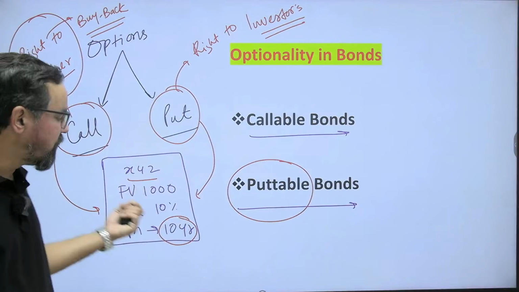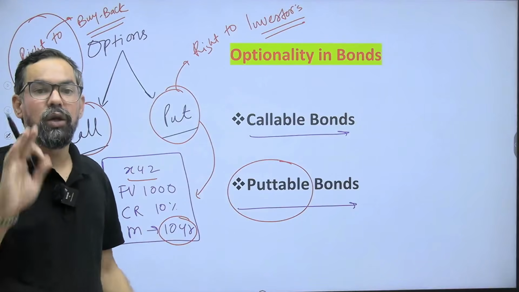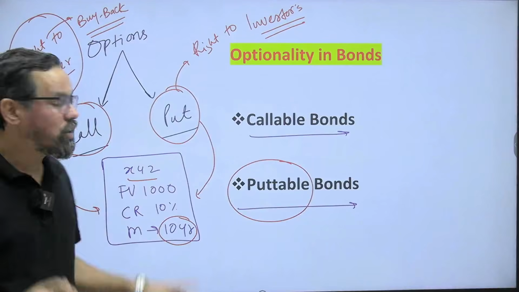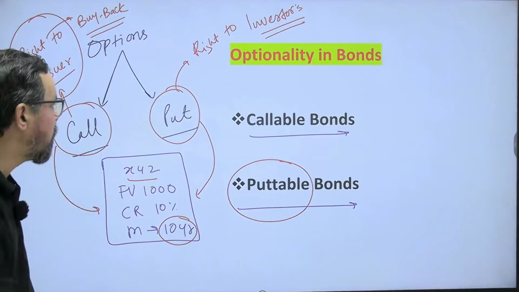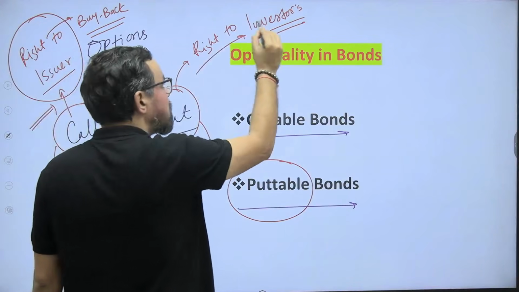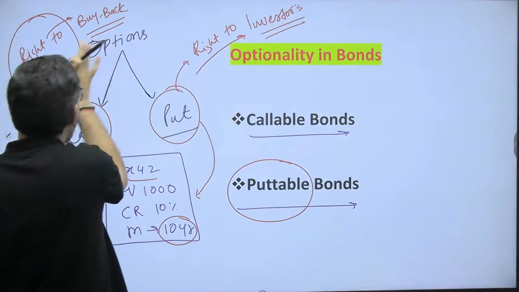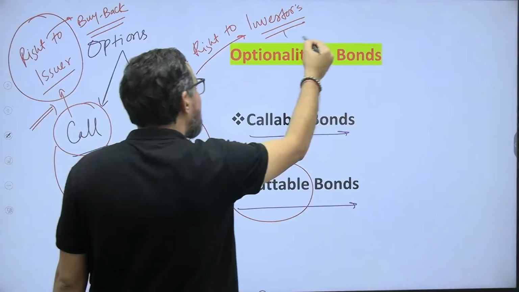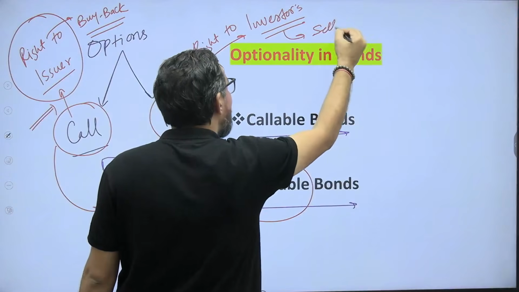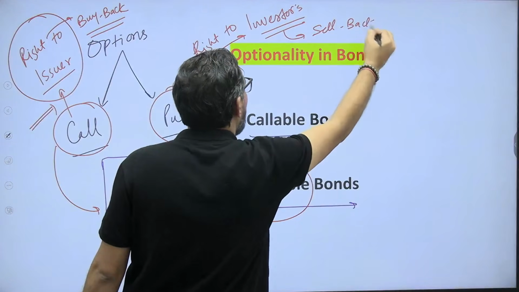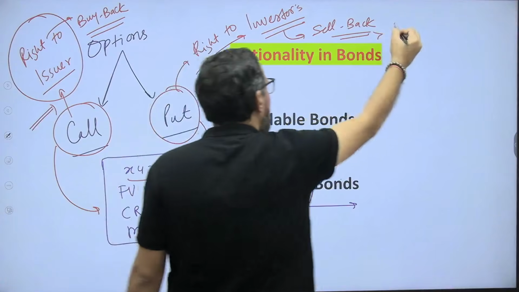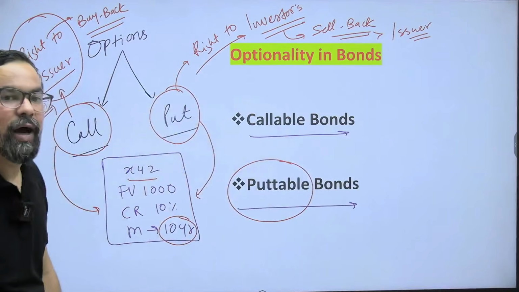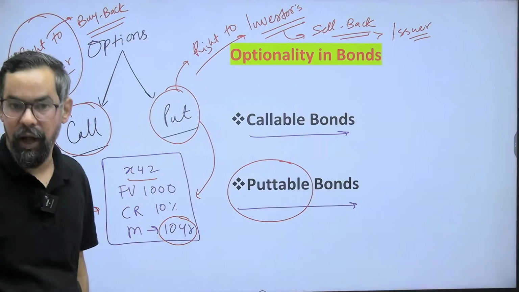They can convert that particular bond into equity, or they can force the issuer to pay them back. So putable bonds give the right to the investor. You just have to remember this line and this line. Here the issuer has the right to buy back, and here the investor has the right to sell back to the issuer of those bonds, meaning that XYZ company, after a specified or predetermined time duration.